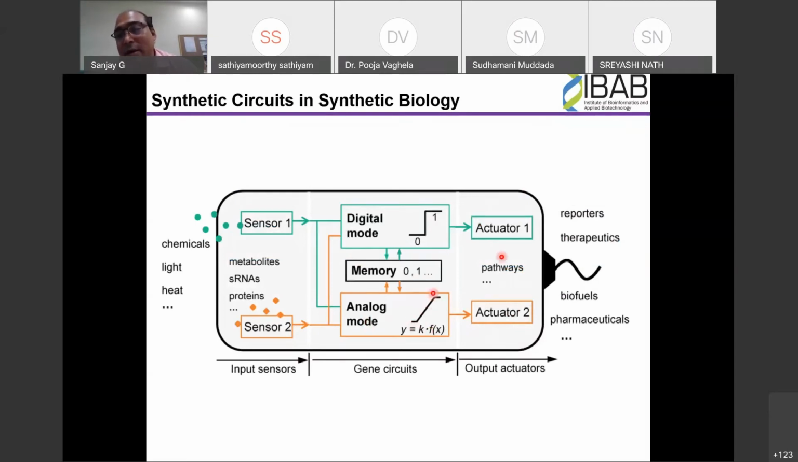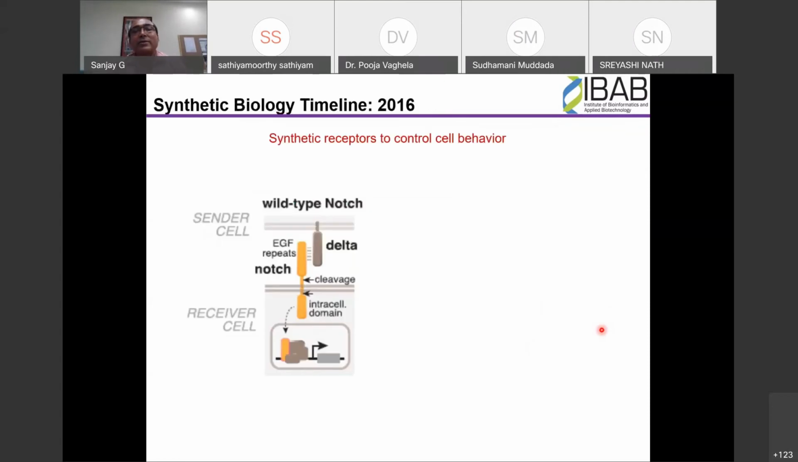So based on what kind of actuator we have, we can control what kind of output we get. So what chemicals we put in and what kind of therapeutics we add will be based on what kind of circuits we design within a cell, let's say bacteria, which will optimize the amount of production of these high value chemicals and pharmaceuticals.